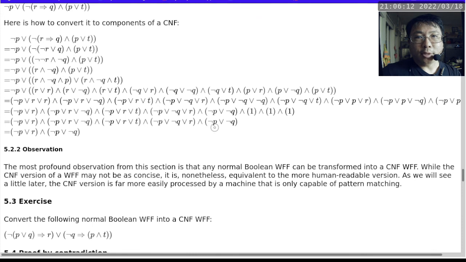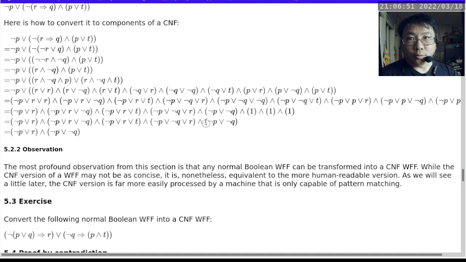And then the same thing over here, since we already have not P or not Q, which is the same as this one here, ORing one additional item is useless. This particular term is now useless, and that's why I can keep just not P or not Q. So that's why this is the final form, and it is a CNF. So that's generally how we convert a general Boolean expression into CNF.